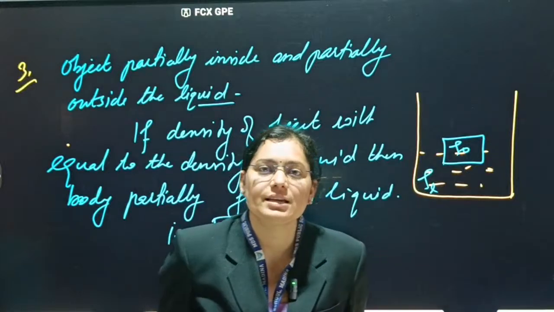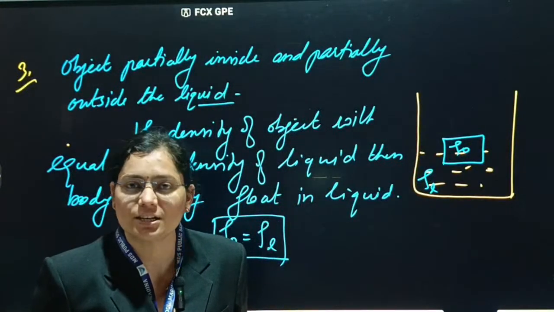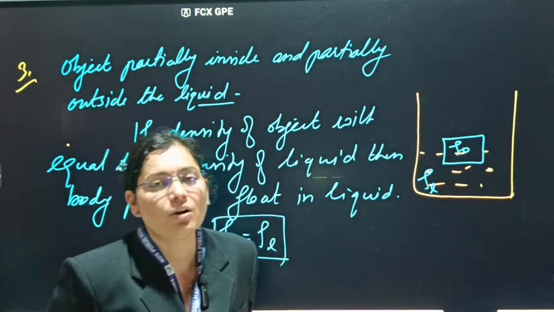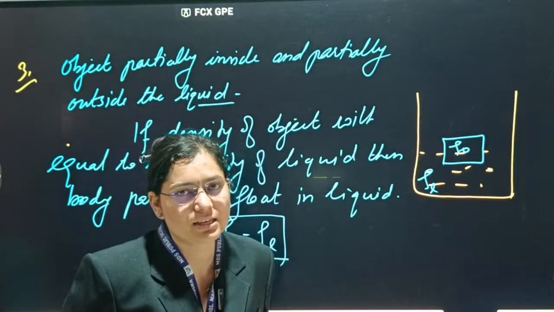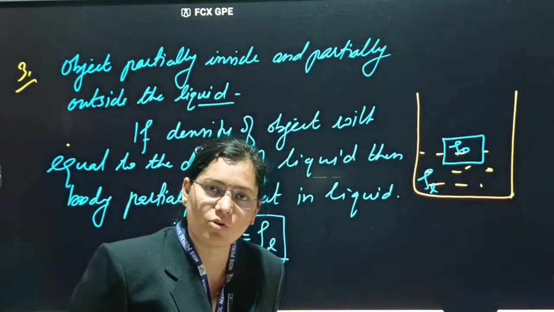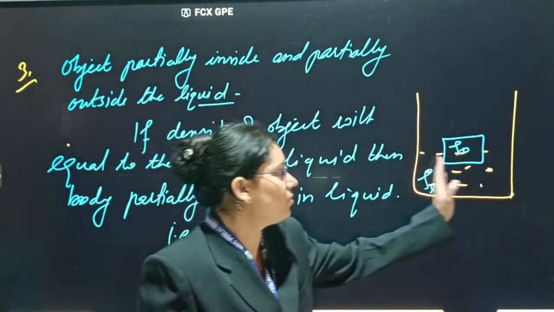So there are three cases we have discussed. The law of flotation says that it depends upon the density of the object. Object की density पे depend करता है. अगर density ज्यादा है object की, then it will sink. If the density is less, then it will float there. If both have the same density, then it will partially float there.